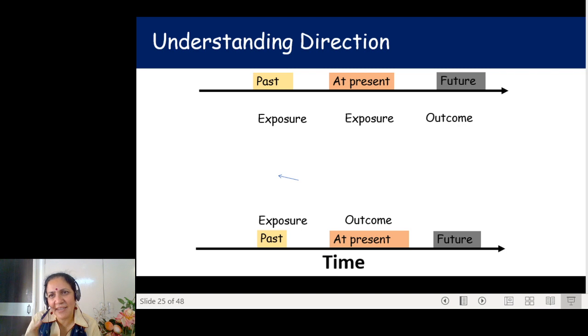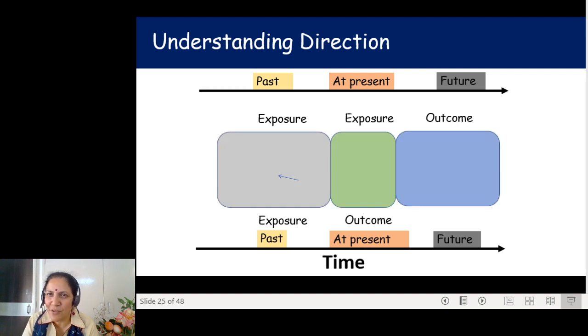So in this slide, I want you to understand the time frame, both the exposure and the outcome; we need to see during which time frame it has occurred. So there is a past, a present and a future. Now you see, if the exposure is in the present and the outcome is in the future, then it is known as a prospective cohort study.